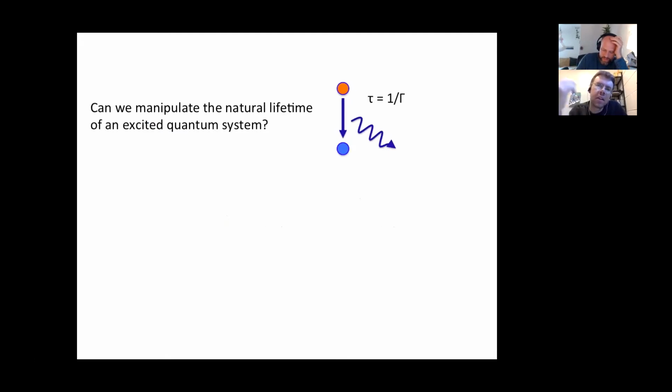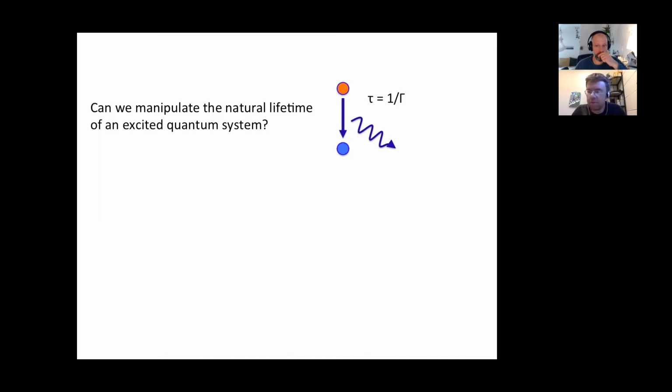The key question I want to address in the next half an hour or so is very simple. It's, can we manipulate the natural lifetime of an excited quantum system? Like this word, natural lifetime, almost implies when you hear it, oh, that's set by nature. You're given an atom and it happens to have a specific tau for a certain transition, and you can mess around with it, but that lifetime is just set by the atom. And the question is, is that really true?